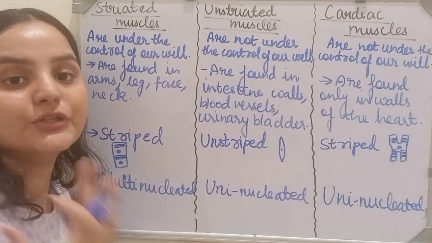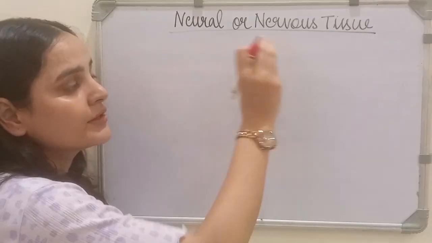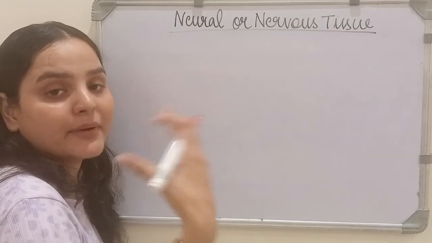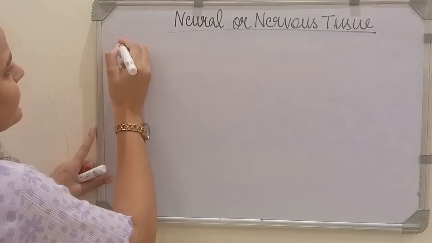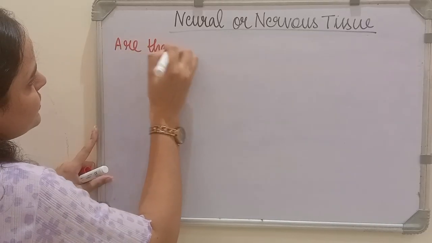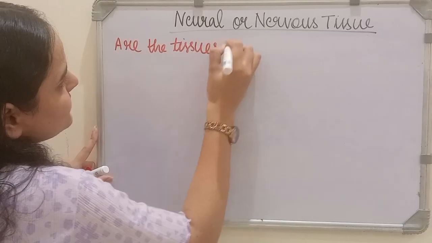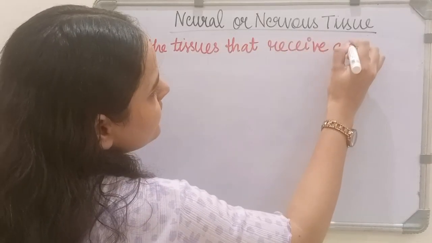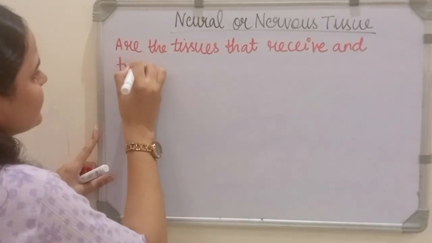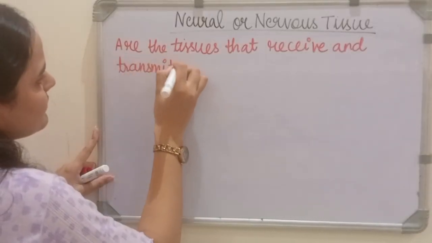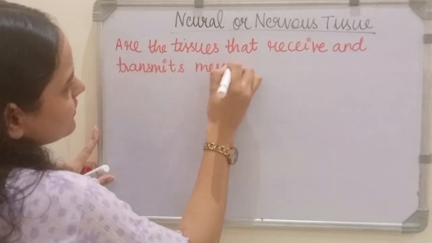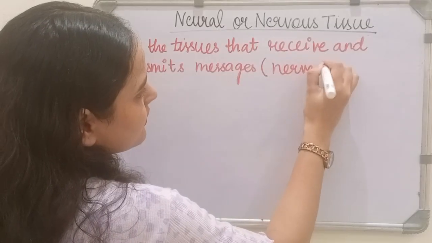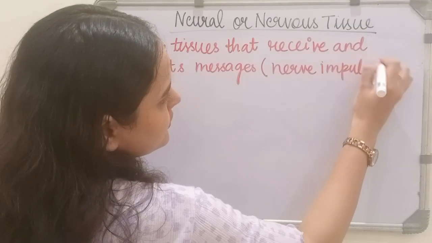Now let's study about the neural or nervous tissue. Neural or nervous tissues are the tissues that receive and conduct impulses throughout the body. So let's write it. Are the tissues that receive and transmit messages in the form of nerve impulse throughout the body.